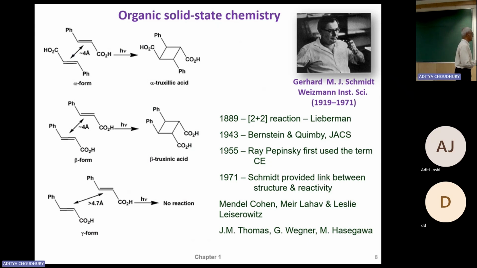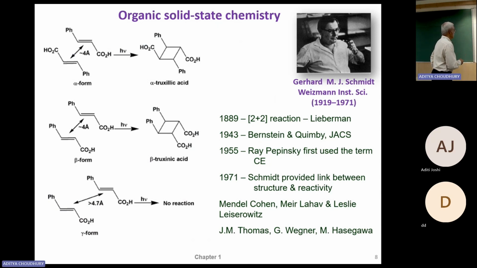So in the 60s, he published a lot of good work, in 71, based on the photochemistry of some of the compounds containing olefin bonds. I'm going to explain that here very briefly. And later, he was the first one who correlated structure and reactivity, that is, structure and property. Property may be physical or chemical.